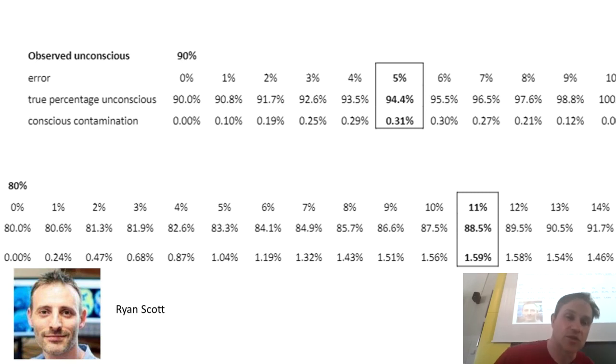So for Lena's experiment in subliminal perception, Ryan Scott, who was a primary supervisor, just put this equation in an Excel spreadsheet to work out what would be the maximum level of conscious contamination given an observed rate of people saying guess 90% of the time. And indeed, it's bang in the middle. It's when the error is 5%. But then the conscious contamination in that case is only 0.3%. And that's the maximum amount of contamination that could arise from regression to the mean.